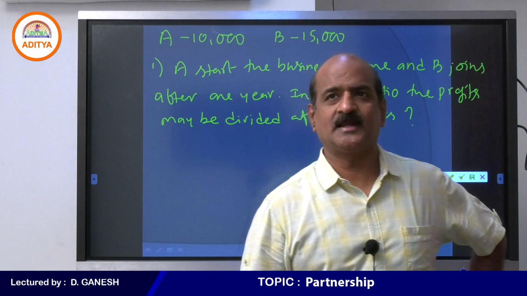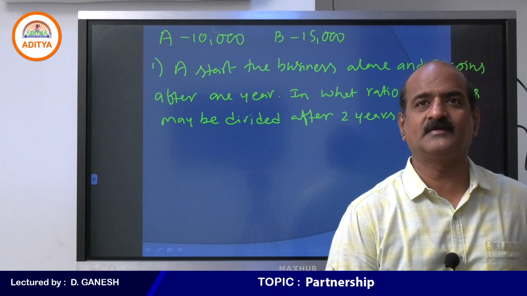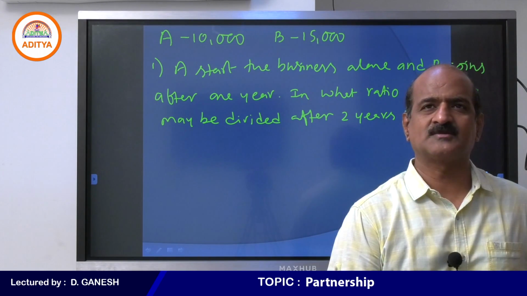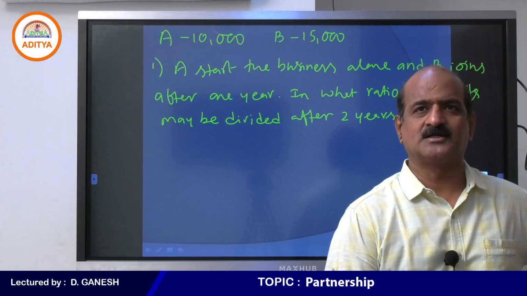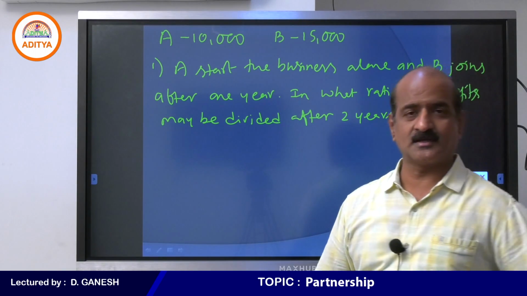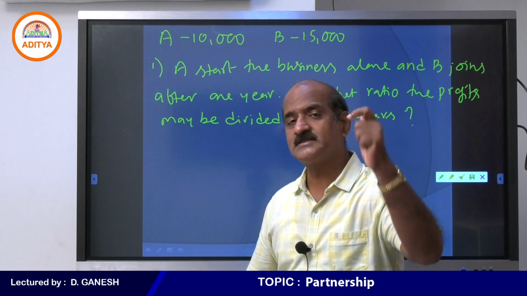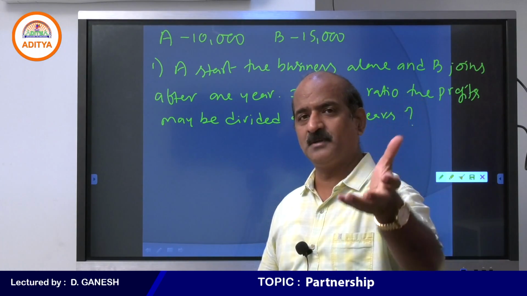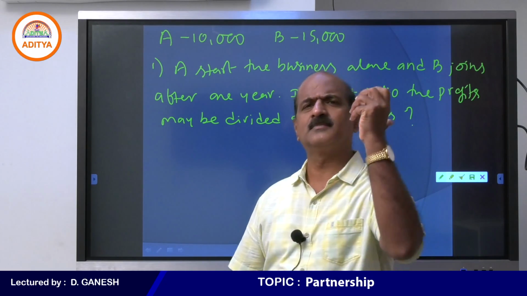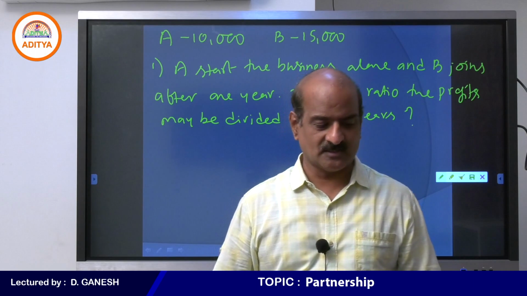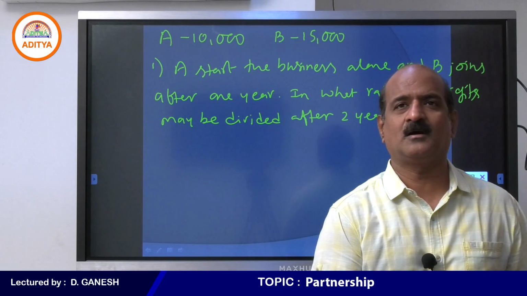Student, I think you are getting it right. So A started with 10,000, B 15,000. I'll explain again, no problem. Before I start doing this question, I want to put a question to you. Please listen carefully. Does this question come under simple partnership or compound partnership? Quickly respond.